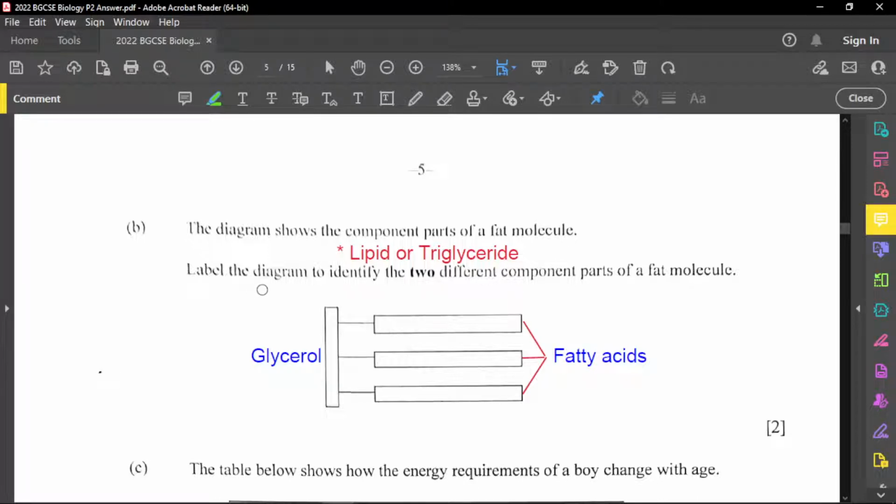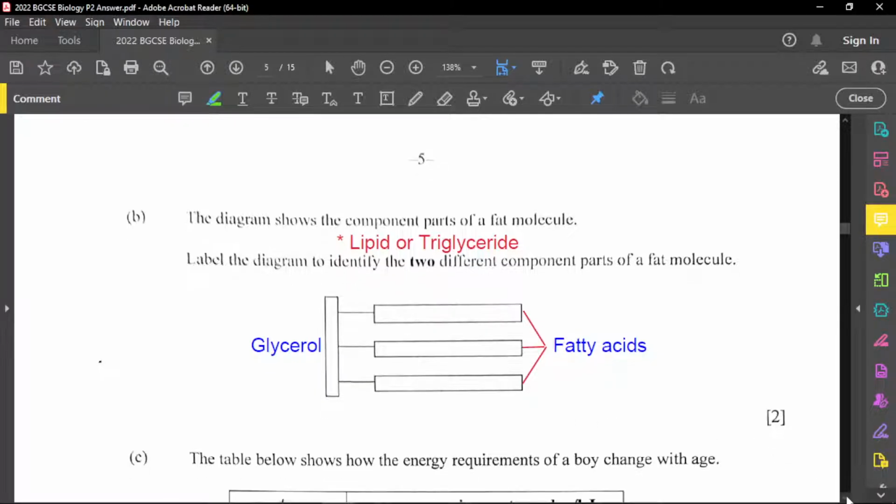And so it's to label the diagram to identify the 2 different component parts of a fat molecule. And so we have glycerol and we have the fatty acids. So we have 1 glycerol and 3 fatty acids that make up a triglyceride or a fat.